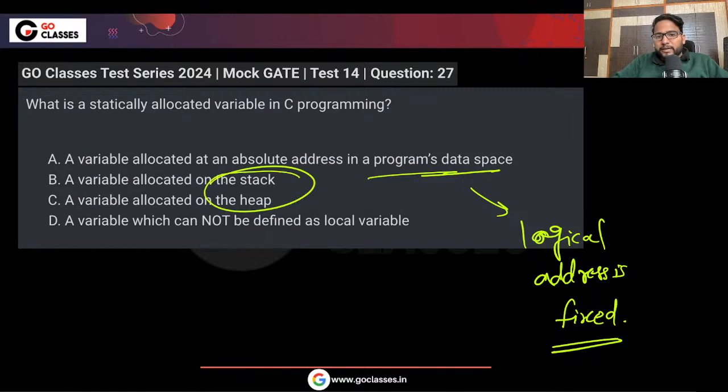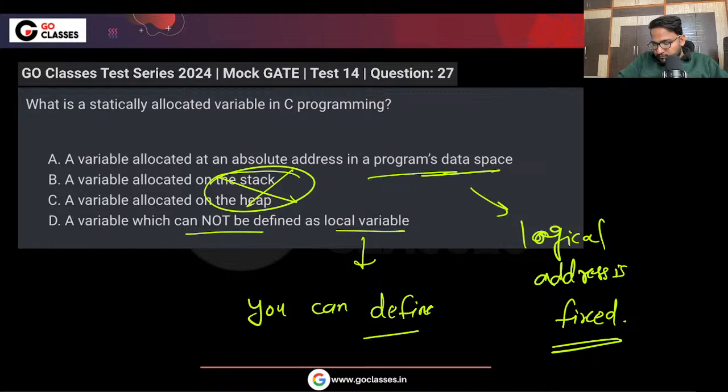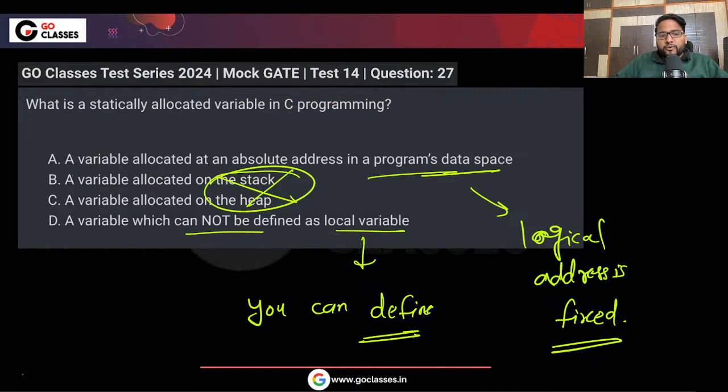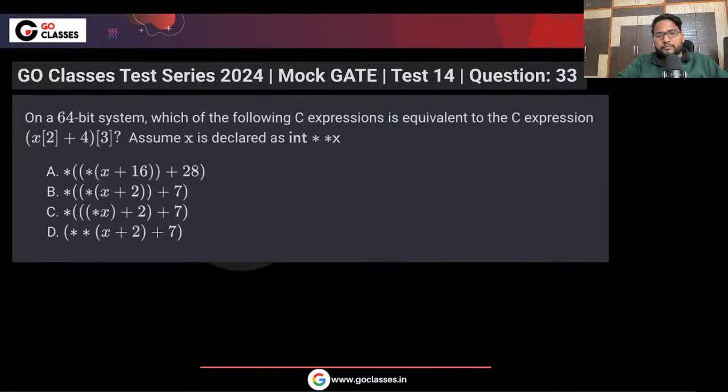Now, stack heap, that's wrong. And then not defined as a local variable. No, you can define. Okay, understood? Tell me, is the physical address fixed? No. Especially if you are using relocatable code that generally everyone uses, then the physical address is not fixed. You can relocate it anywhere.